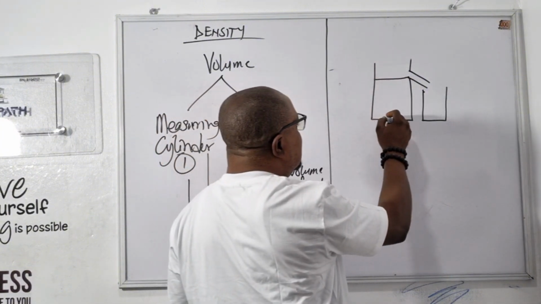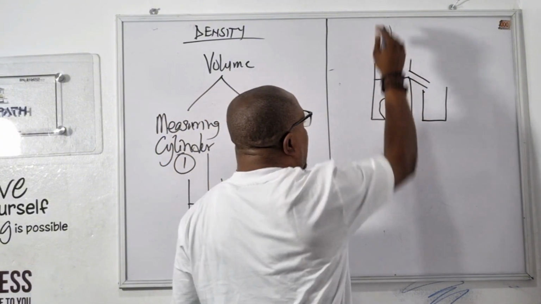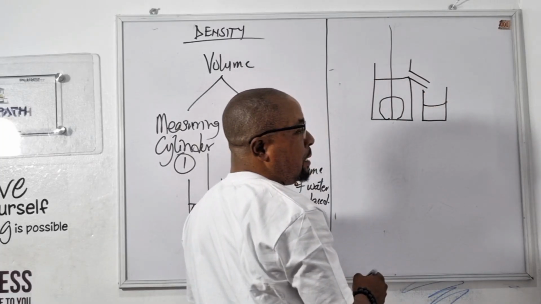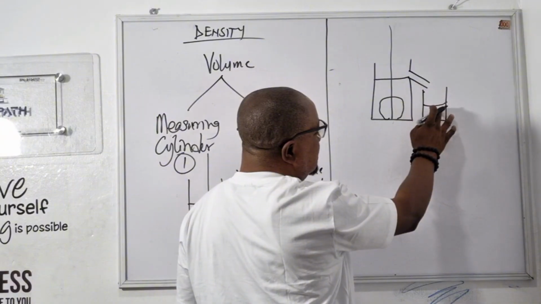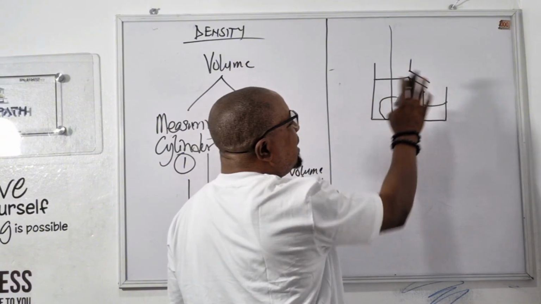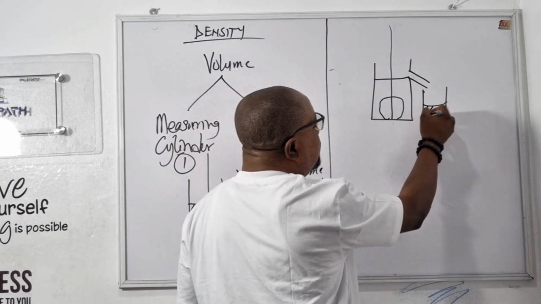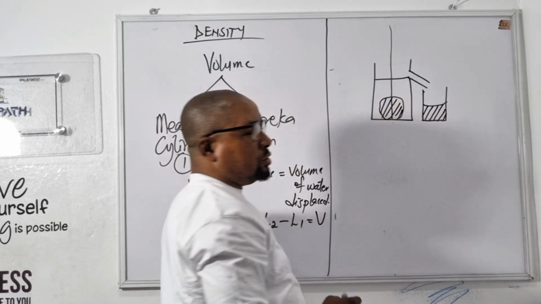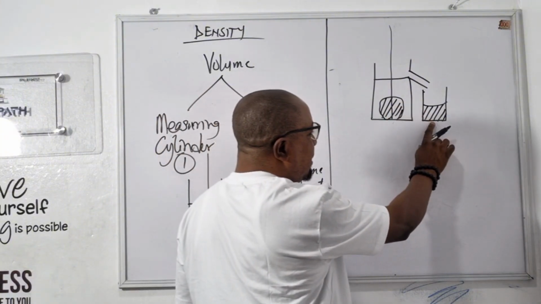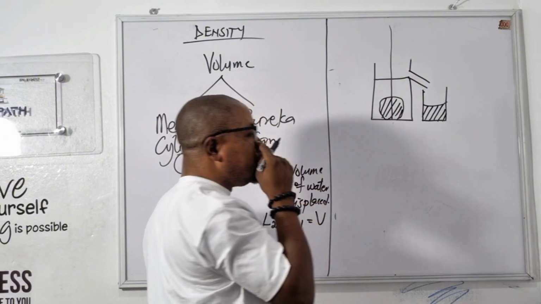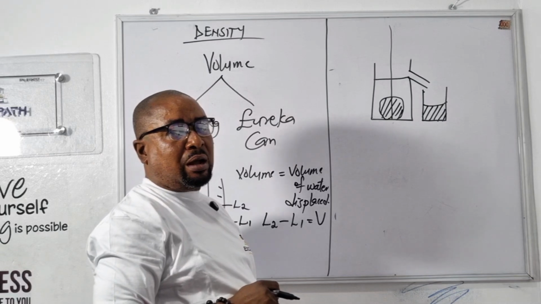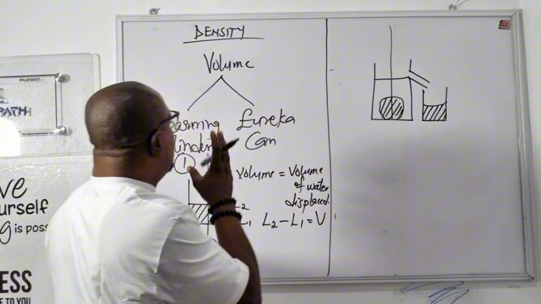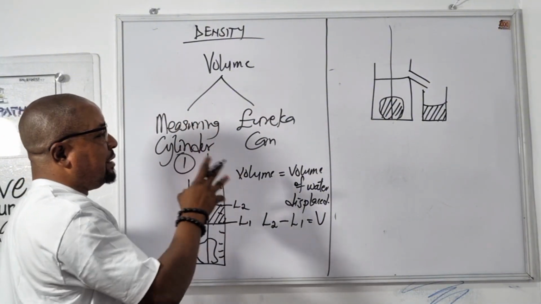Once we lower it into the Eureka can, the water will overflow and pour into the measuring beaker. We will allow it to stay until the last drop enters. So the amount of water here in this beaker is equal to the volume of the irregular solid. I hope I've been able to explain this very well to us. So these are the two ways by which you can get the volume of an irregular solid.